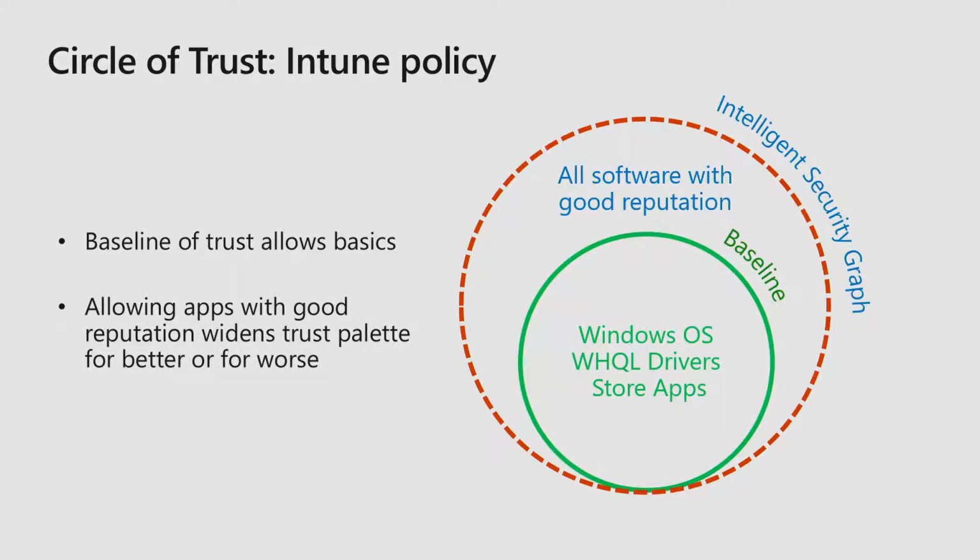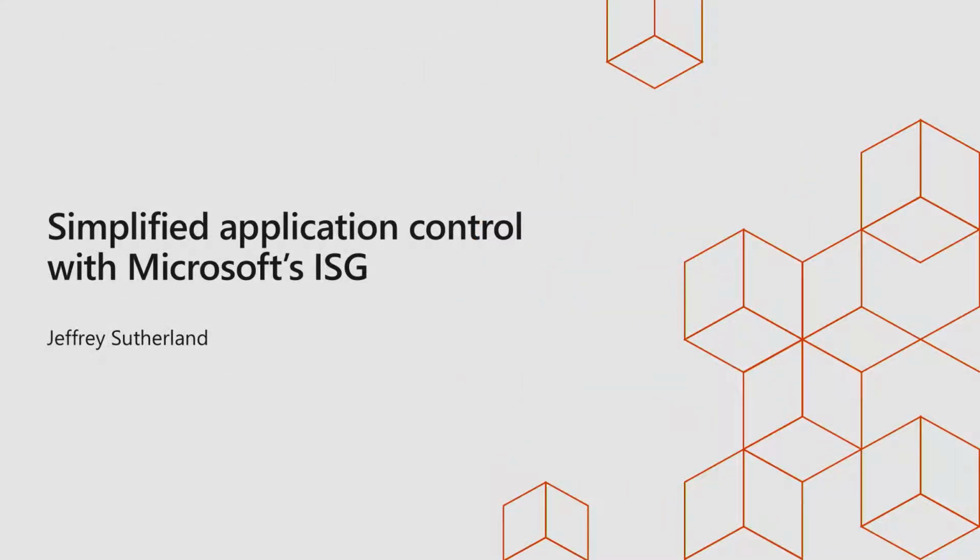When you then turn on the ISG option, the Intelligent Security Graph option, we expand that circle of trust to include all of the known reputable software in the world. And this makes it very easy to provide your system some assurance and protection from malware. So let's look at how this looks in Intune.